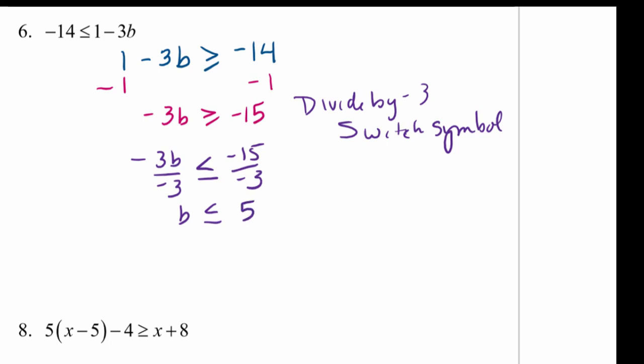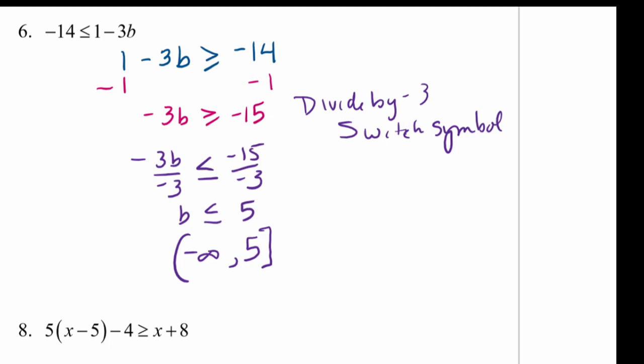So we want all the numbers that are smaller than or equal to 5. So 5 is our larger number in our interval, and we have to include it, so we have a bracket. And now, because we're talking about all the numbers that are smaller than 5, we use our parentheses.